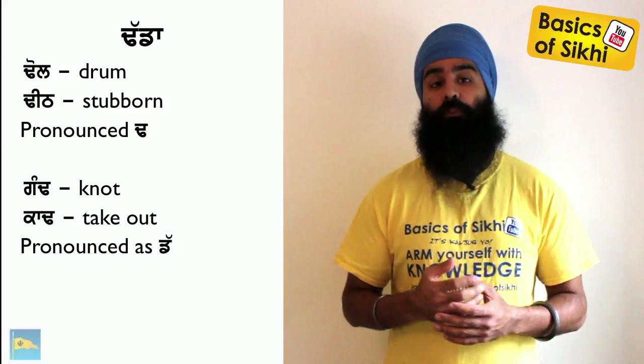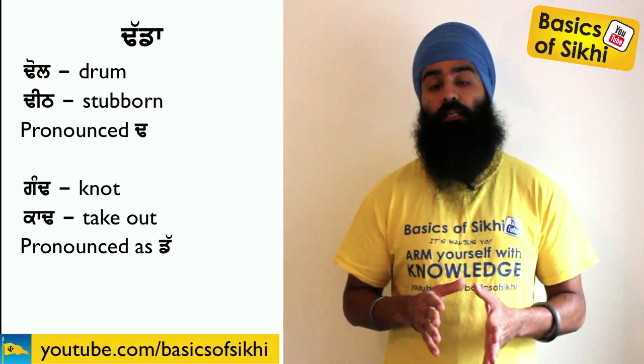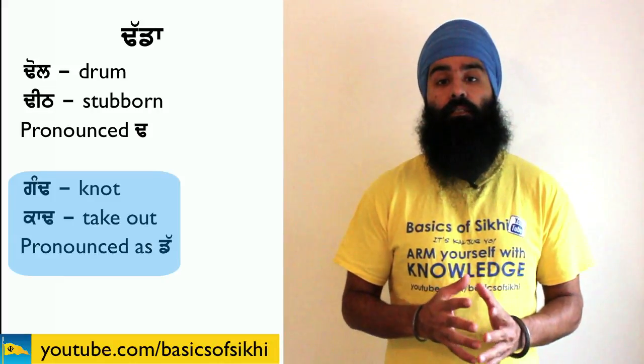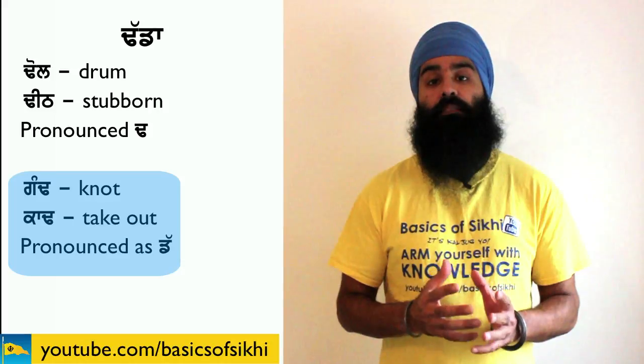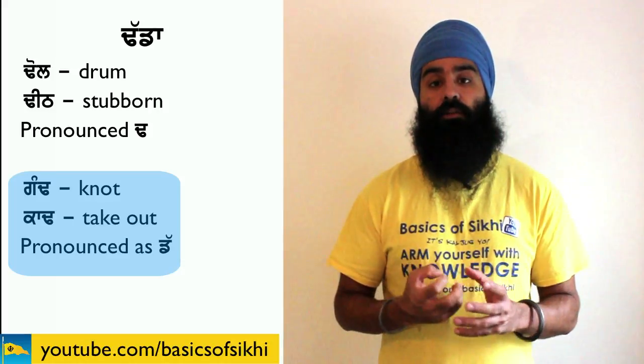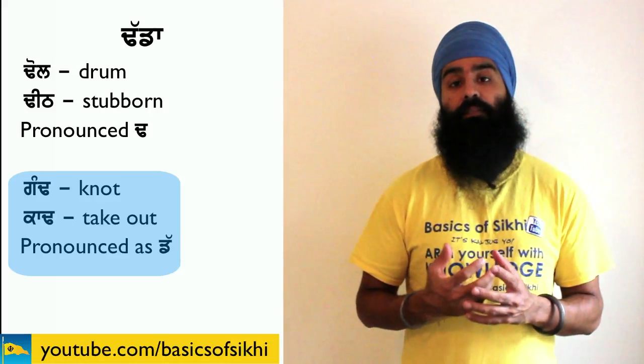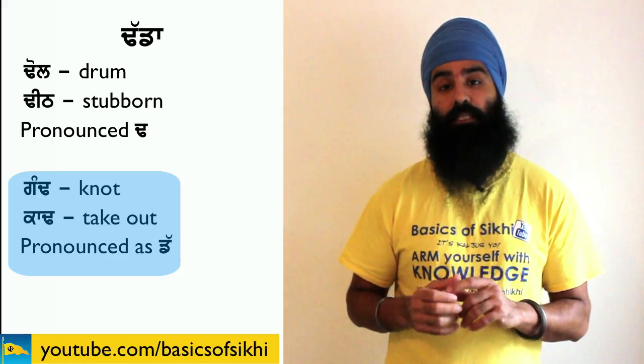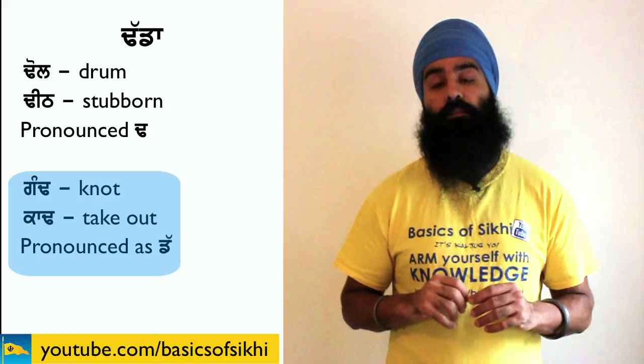Now how do we put that akhar tadda into a word? You've heard of words like gand. Now the word gand means a knot, like tying a knot in something, but here instead of saying ganta, we're saying gand, which you can see is a third column sound, which is a dadda with a bit of another.